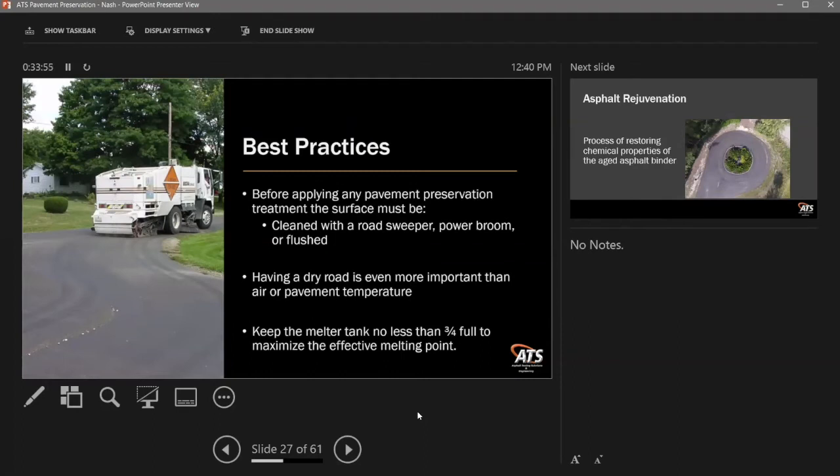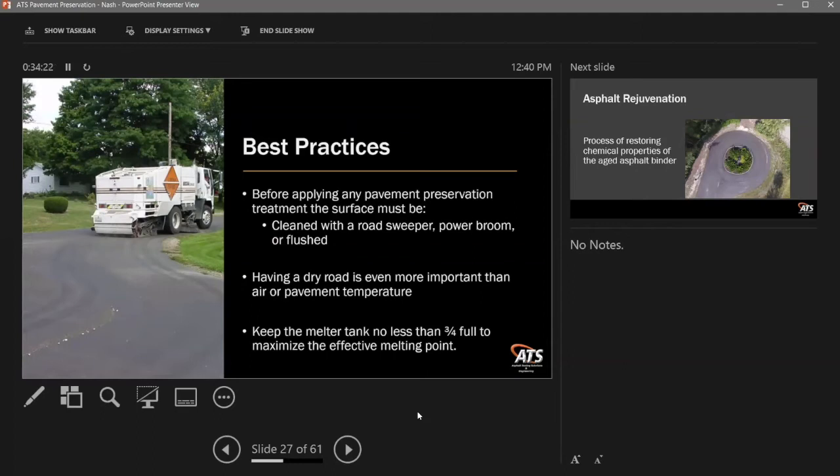If you do not have a dry pavement, asphalt will not stick to it. There are times where you can peel up the entire crack that you just filled. So just err on the side of dry over air or pavement temperature. The temperature of the pavement will come down and it will seat and it will harden up. It's just a matter of giving it time. But if it is wet, it will never stick.